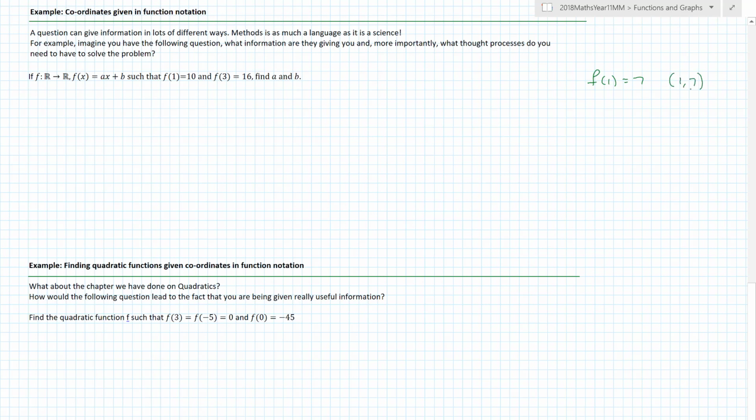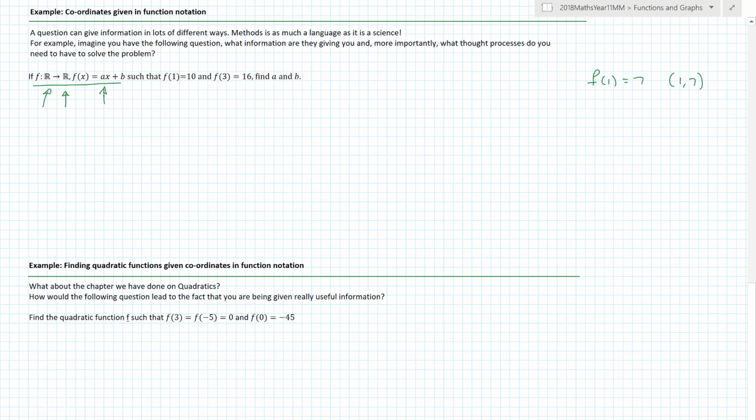Right, so we have a question here. What is the question asking and what information are they giving me? Well, first things first, let's decode this function notation. It's telling me that all real values can go in, and it's mapped onto real values coming out. Right? That's my codomain. That does not mean my range.